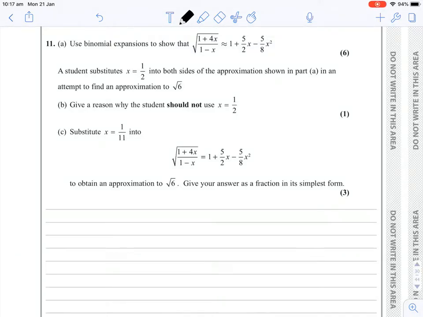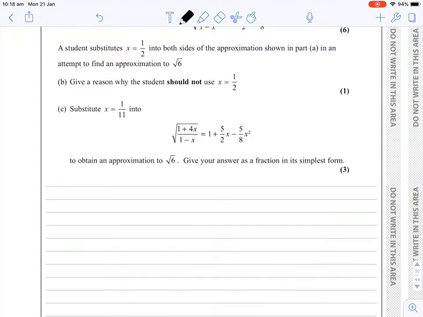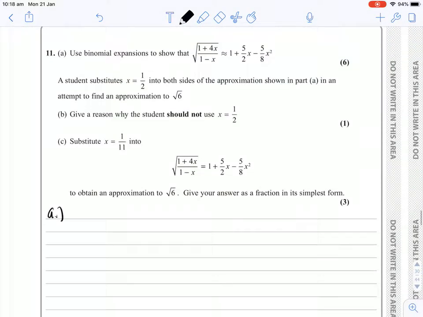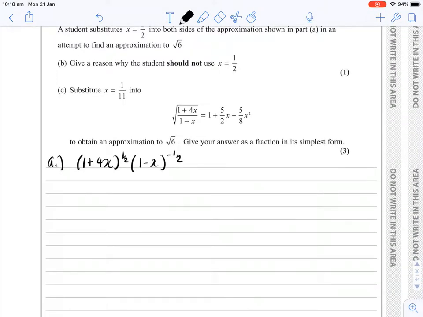Question 11. Use the binomial expansions to show that the root of (1 + 4x)/(1 - x) is approximately equal to 1 + (5/2)x - (5/8)x². So looking at this, we can say that our starting root can be written as (1 + 4x) to the half multiplied by (1 - x) to the negative a half. And we can expand these two separately.